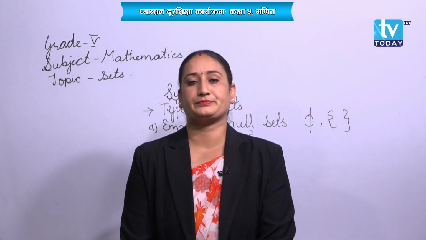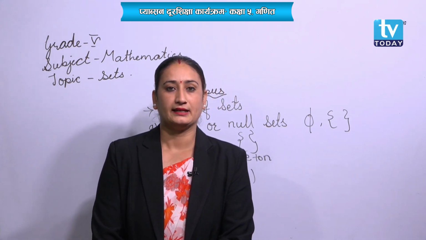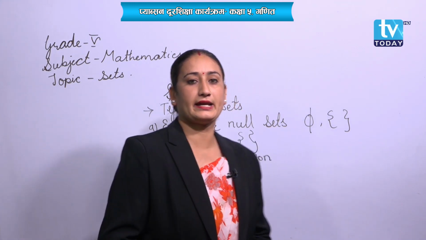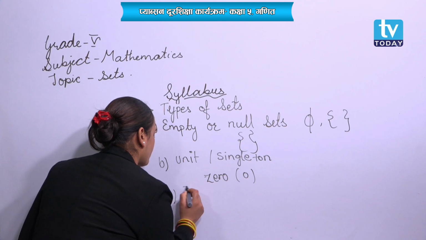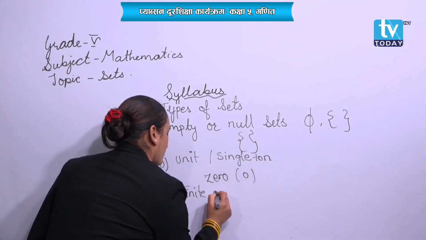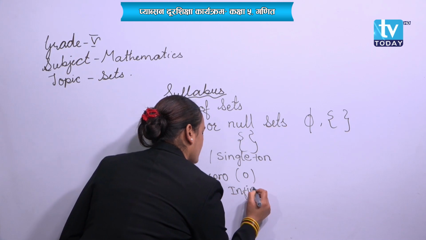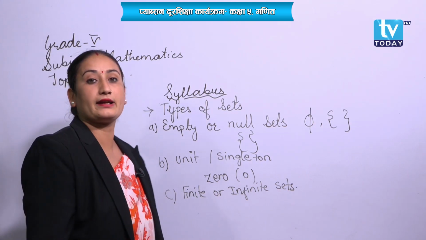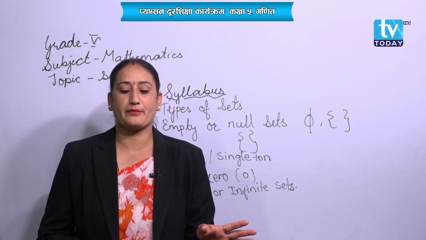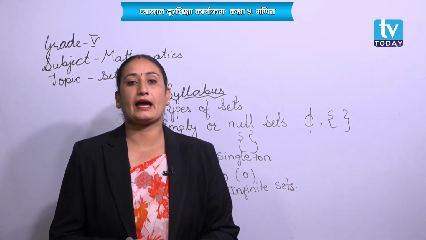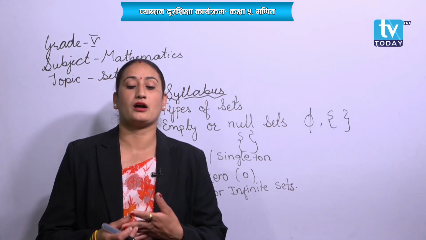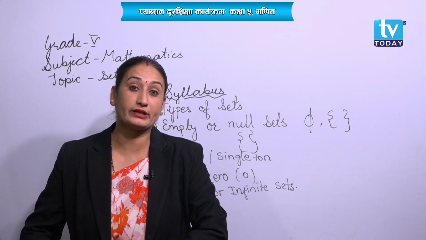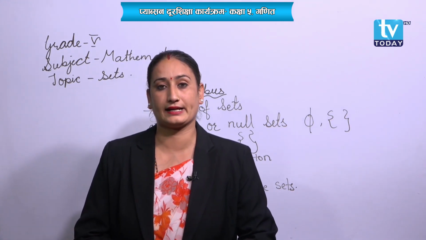So now next, but not the least, it's finite or infinite sets. See here, finite or infinite. Finite or infinite sets: the sets whose members or elements can be counted, then we call it a finite set.